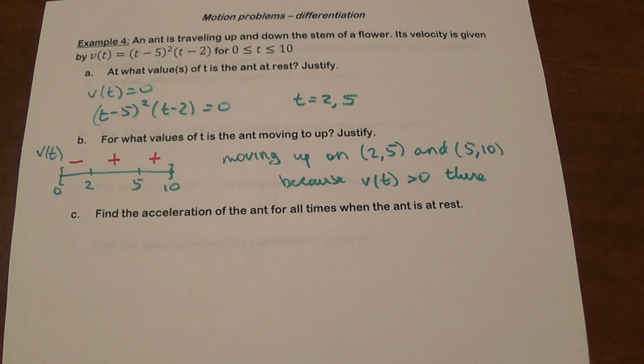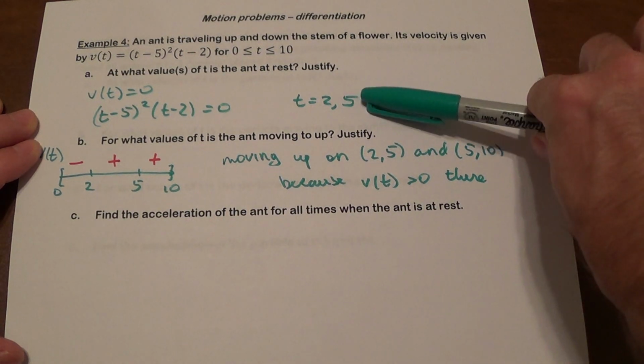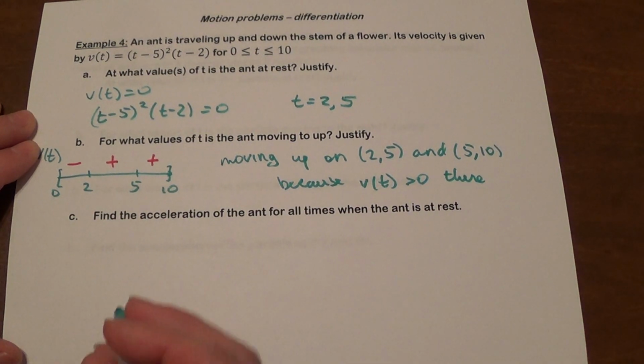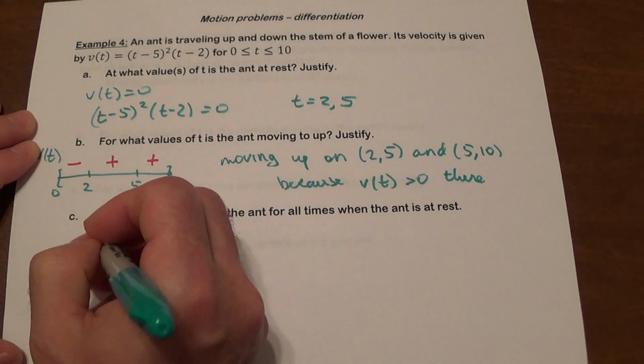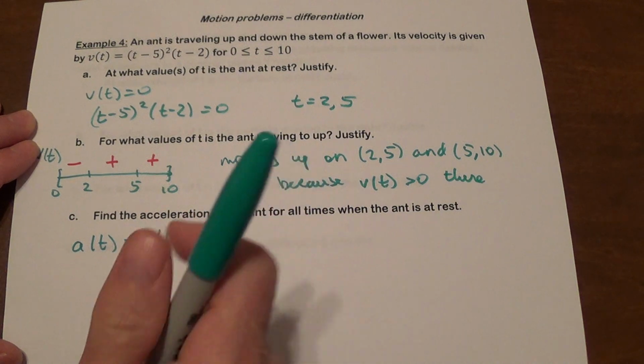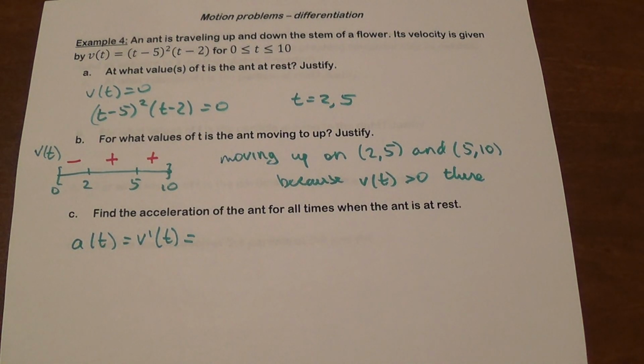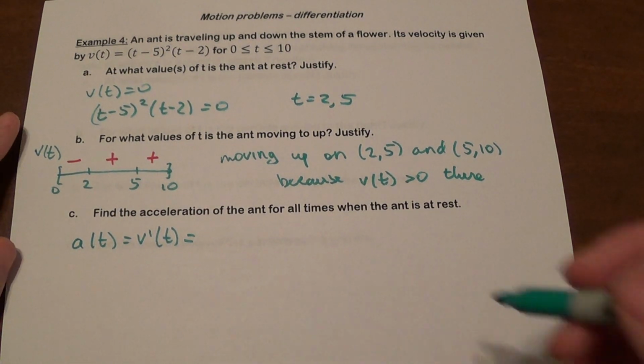Okay, and the last question here is find the acceleration of the ant at times where the ant is at rest. So we already found those values in part A. So we need to find the acceleration at 2 and at 5, right? It's right there. But first of all, we need the acceleration function. So a of t is going to be v prime of t. Alright, so now we need to differentiate this, and it's a little bit of a challenge here because you have to use the product rule and all these other things.